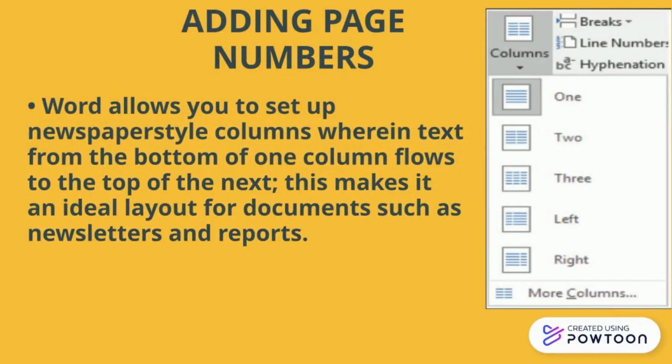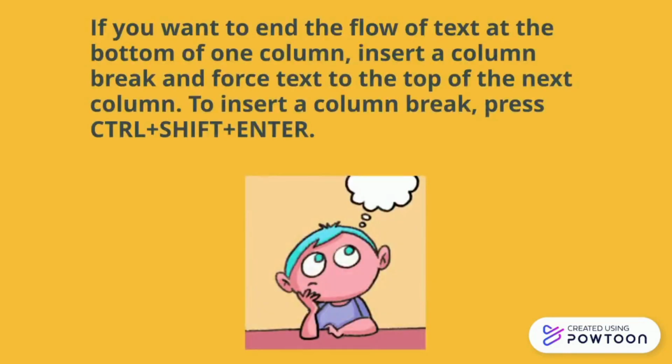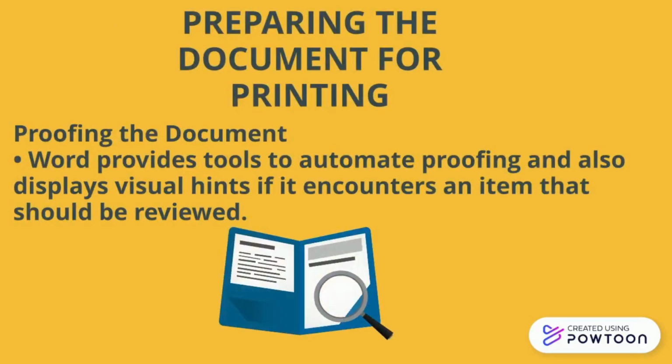Word allows you to set up newspaper-style columns wherein text from the bottom of one column flows to the top of the next. This makes it an ideal layout for documents such as newsletters and reports. If you want to end the flow of text at the bottom of one column, insert a column break and force text to the top of the next column. To insert a column break, press Ctrl plus Shift plus Enter. Preparing the document for printing.